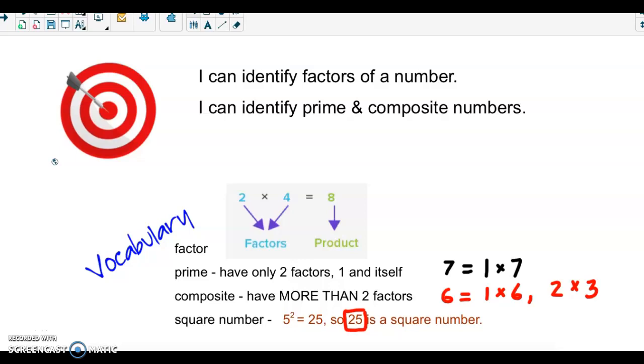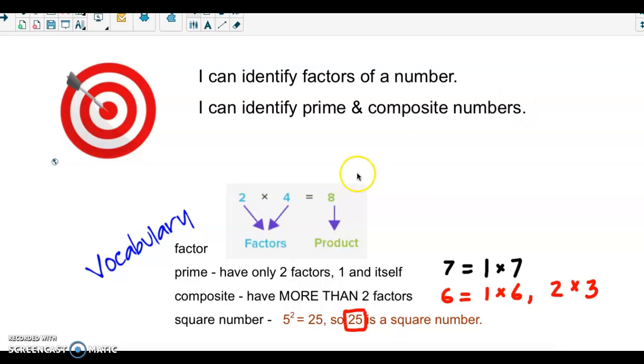Here are our targets for today's lesson. You should be able to identify factors of a number, as well as identify prime and composite numbers. While you're watching this video, you'll need to pause it occasionally to either write something down or try a website or try some problems. So please have your spiral and pencil ready.